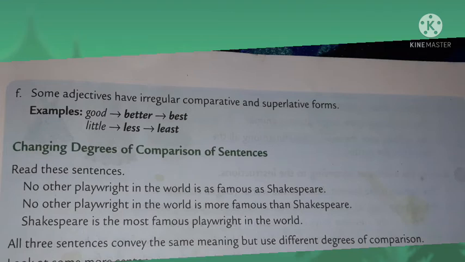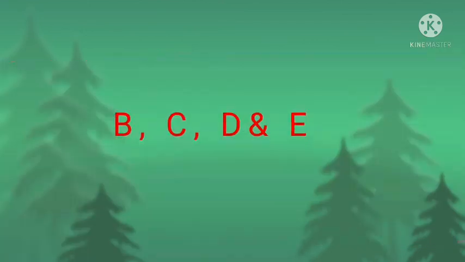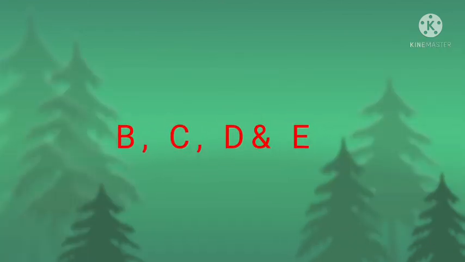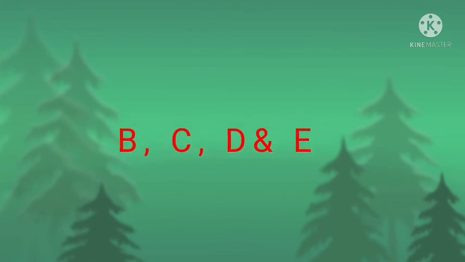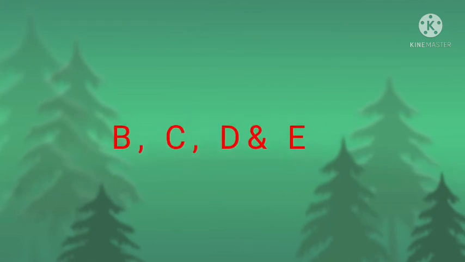In these three sentences, we used the 3 degrees of comparison. In the first sentence, we used the positive degree, second sentence, comparative degree, and third sentence, superlative degree. But there is no change in the meaning of these sentences. We have some textual activities related to these. Do the activities B, C, D, and E.